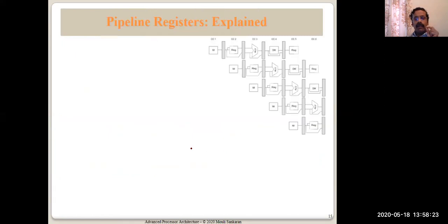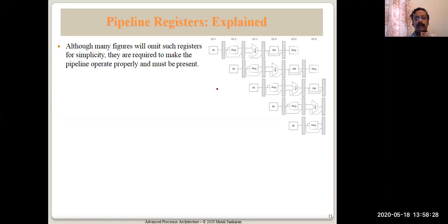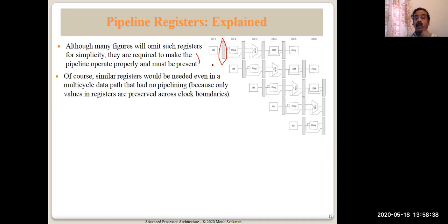Now I will complete. We have 2 more slides before I stop. Although many figures will omit such registers, normally you will not see them, for simplicity. They are all required to make the pipeline operate properly, and they should be present. Of course, similar registers would be needed even in a multi-cycle data path.